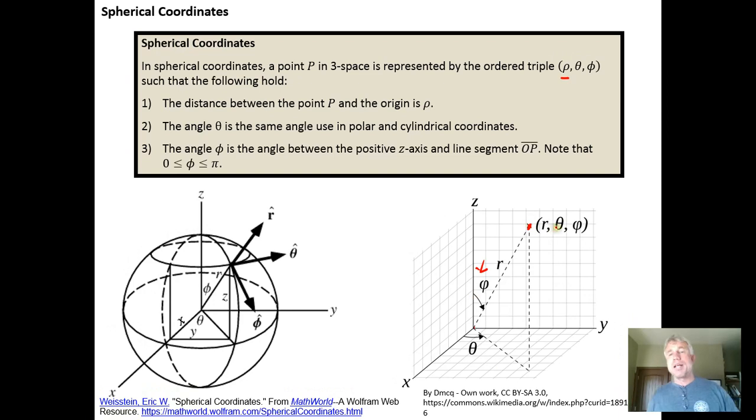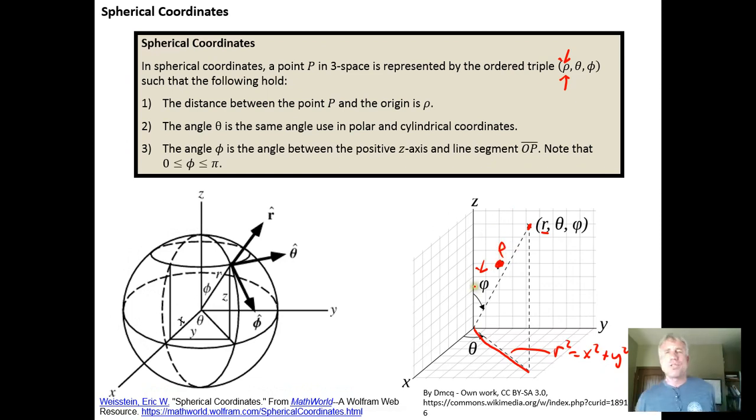It is not uncommon in both math and physics to use r instead of rho to represent the length of that radius, but frequently in math you're going to see rho used instead of r so that we don't confuse it with the r that we get from cylindrical and polar coordinates, where we let the length of this line segment in the xy plane be represented by r, and we get that relationship r squared equals x squared plus y squared. So it's common in math to replace the r with the Greek letter for r, rho.